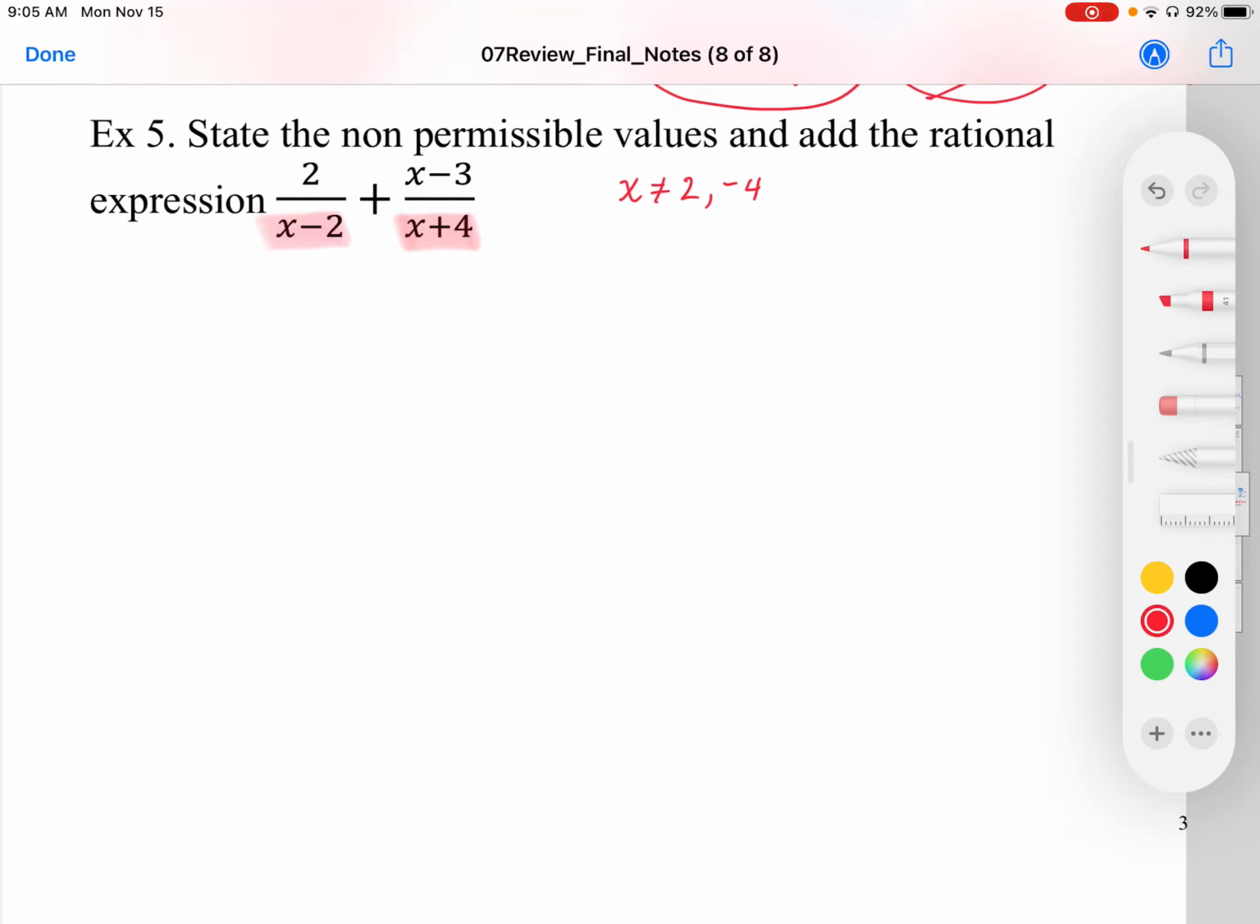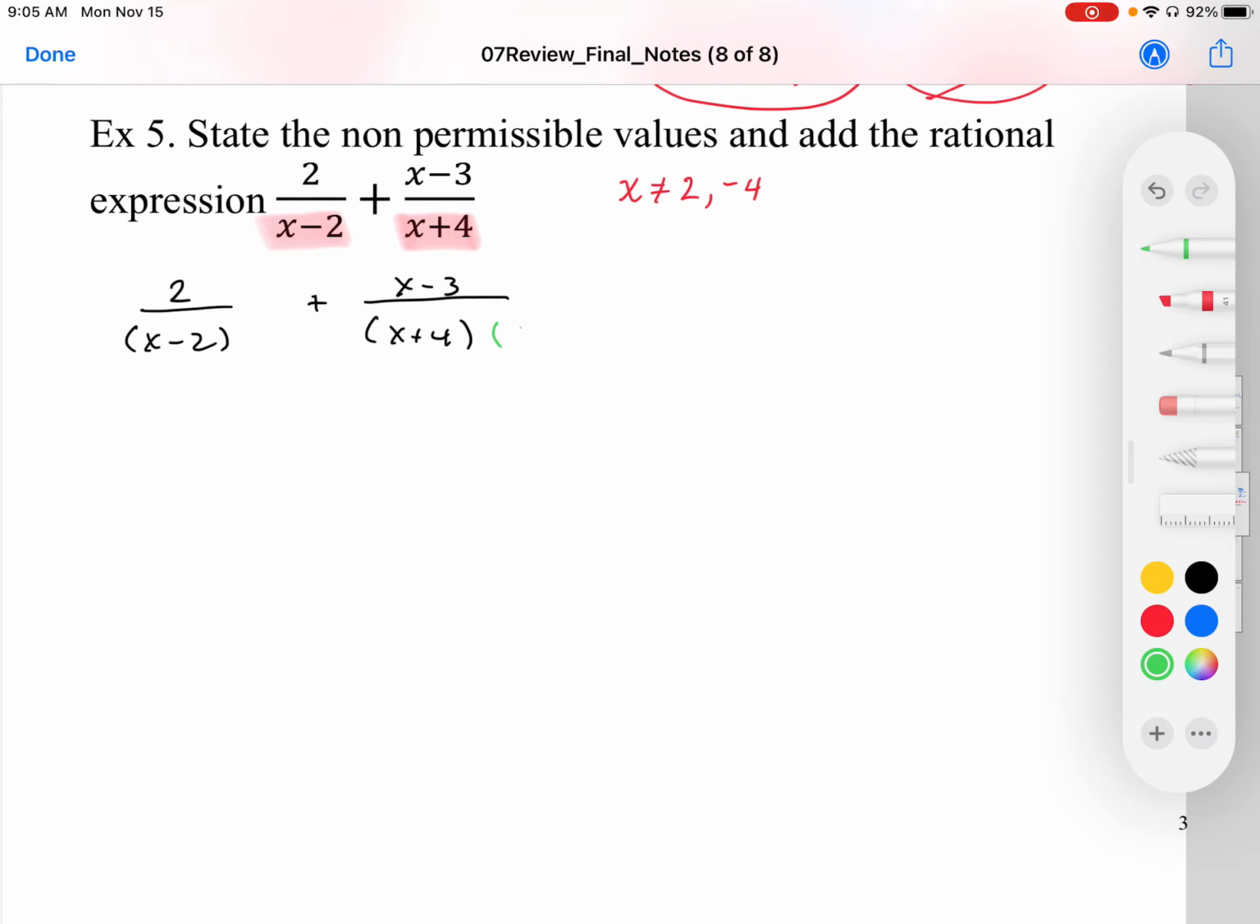Once we do that, we need to add these together, so we need a common denominator. To find a common denominator, we look at the factors. That whole bracket x minus 2 is a factor, and the whole bracket of x plus 4 is a factor. Now, when we find a common denominator, each fraction looks at the other and asks what factor is missing in the denominator.